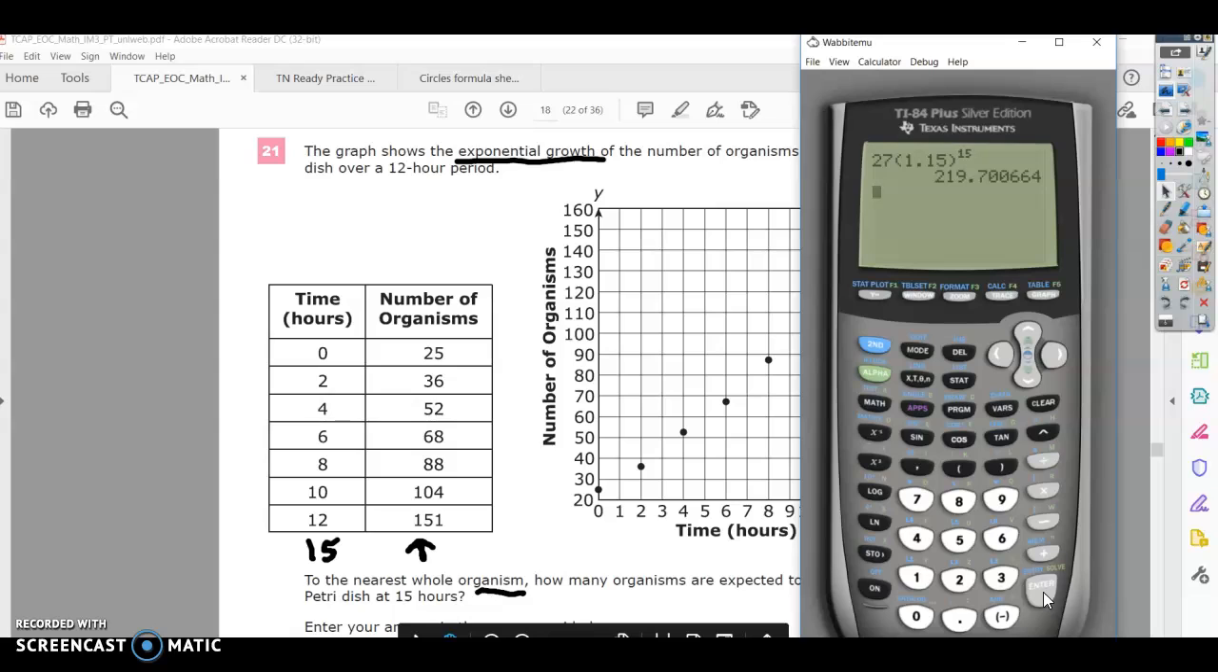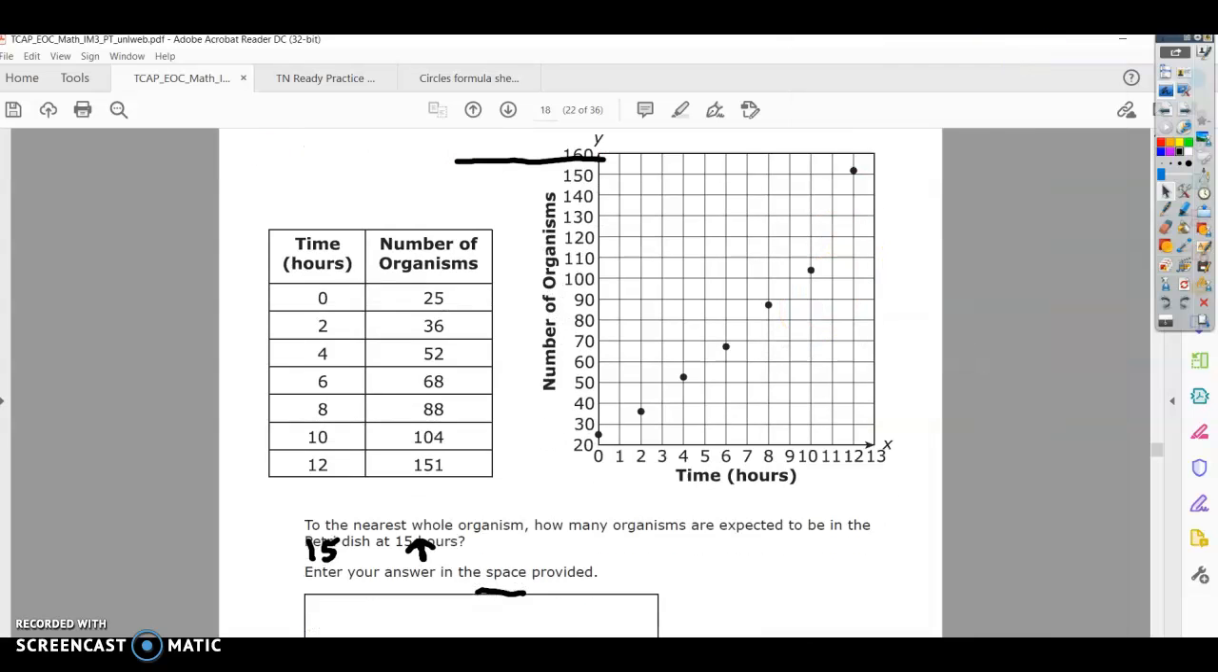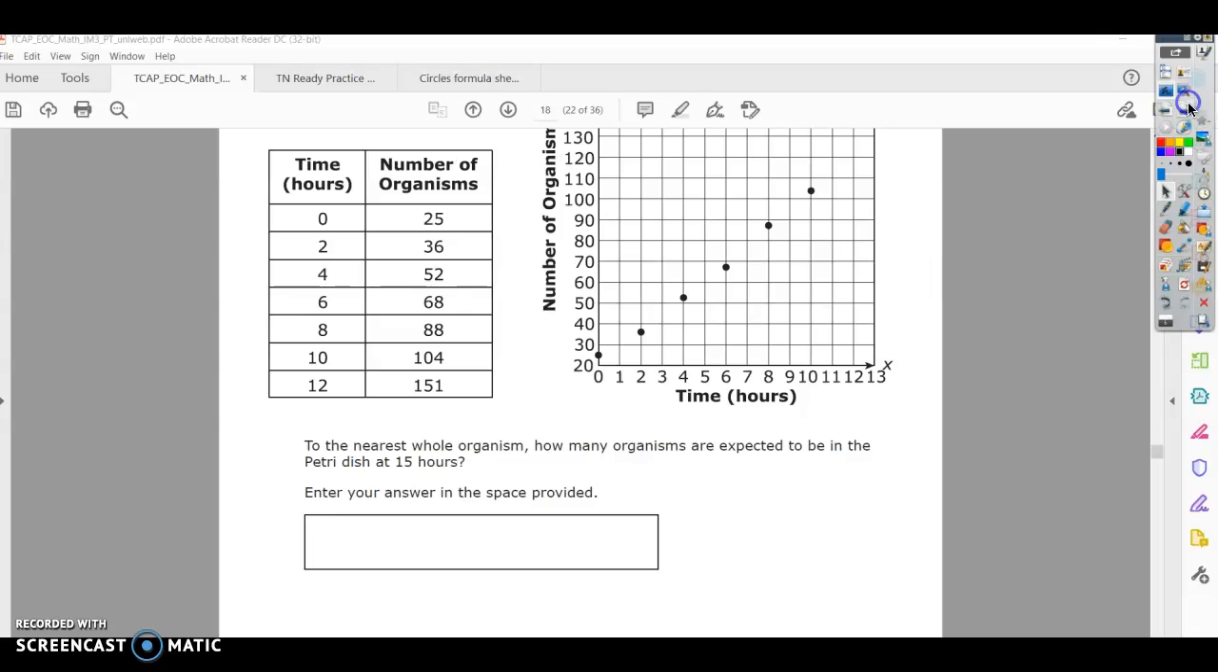And that's going to be about 219.7. So it says round to the whole organism. So let's call that 220. So we're going to put in our blank 220.